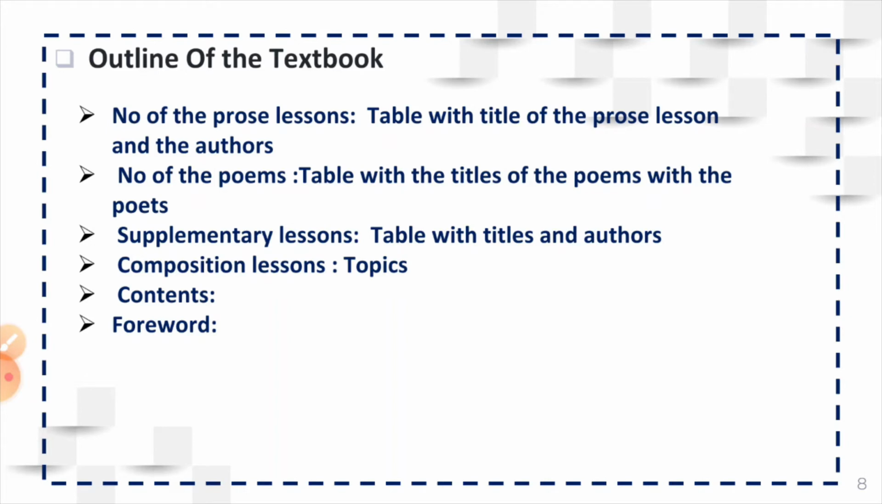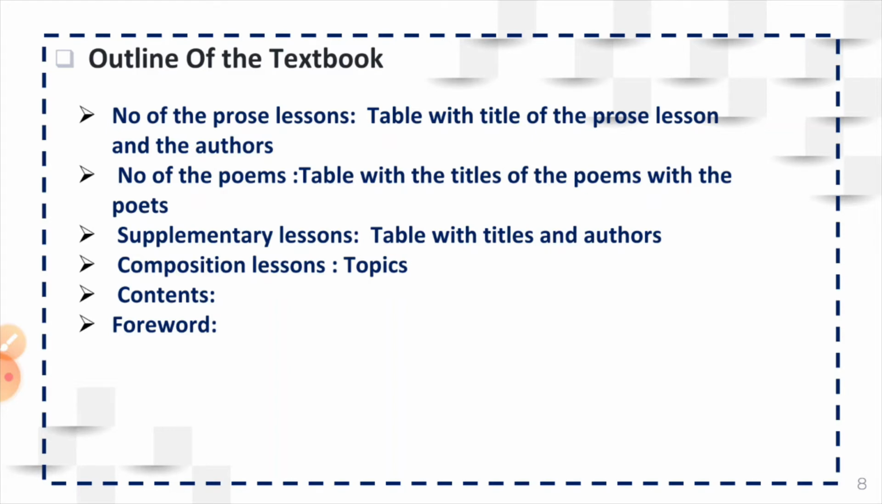Second is the foreword. Foreword, as you know, is a piece of writing written at the beginning of the textbook, and generally it is not by the primary author. It is written by somebody who had close interaction about the textbook with the author, right? So you are supposed to write whether the textbook contains the foreword or not.